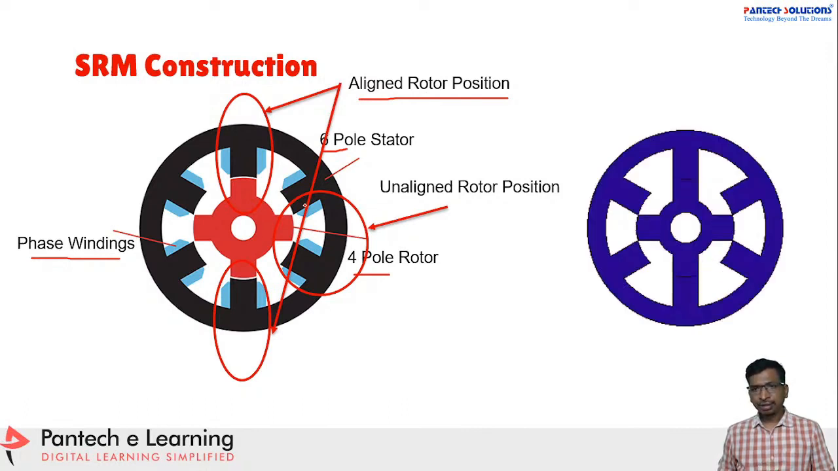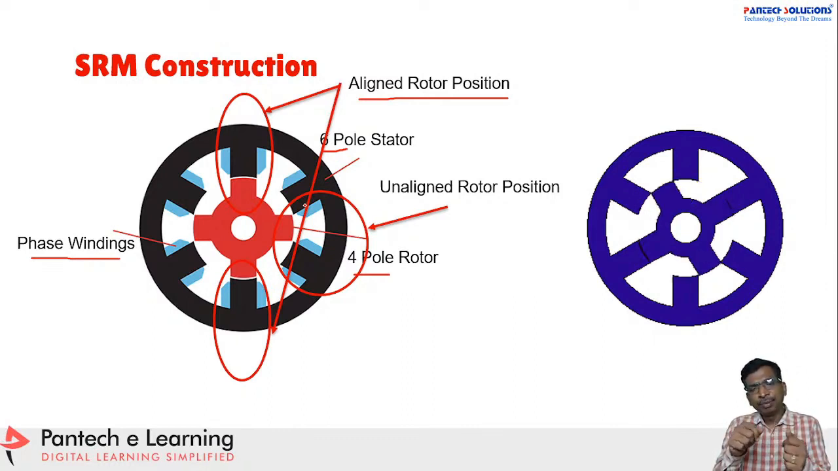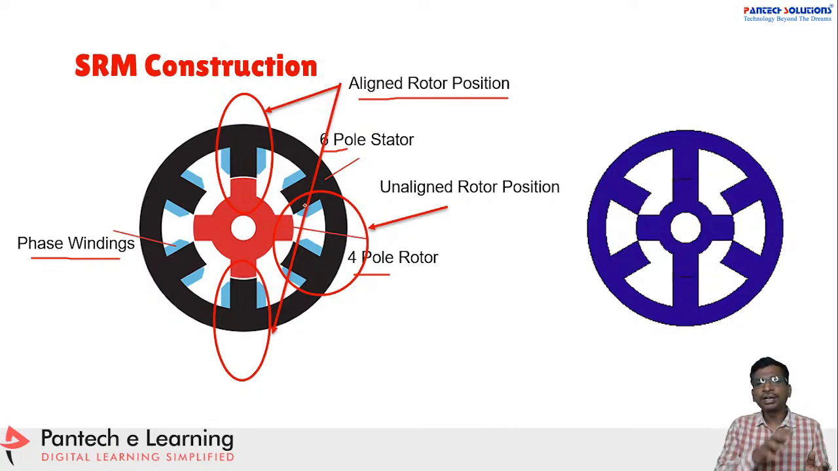And see here, if you switch the phase windings, then the rotor will try to rotate. Whichever coil is excited, the rotor will get aligned with that coil, and the remaining coils will be in the unaligned position. After that, if you switch the next phase, then what will happen? That phase will get aligned, and the remaining phases will be in the unaligned position. Like that, we can rotate in a similar manner, right?